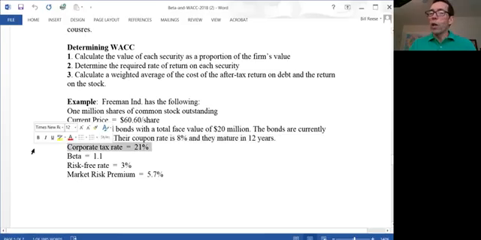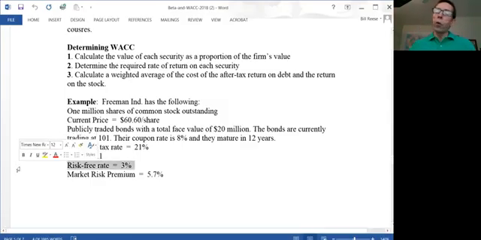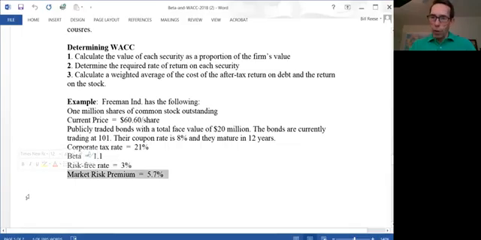Now, the corporate tax rate for Freeman is 21%. That's their marginal tax rate. That's what they're going to be taxed on the next dollar they earn. Freeman has a beta, and of course, that's an equity beta, because whenever we see beta, we assume it's equity beta unless we hear otherwise. It has a beta of 1.1. The risk-free rate, you can get a rate of return of 3% right now with a standard deviation of 0. These are all annual rates. And the market risk premium, R sub M minus R sub F, is 5.7%.